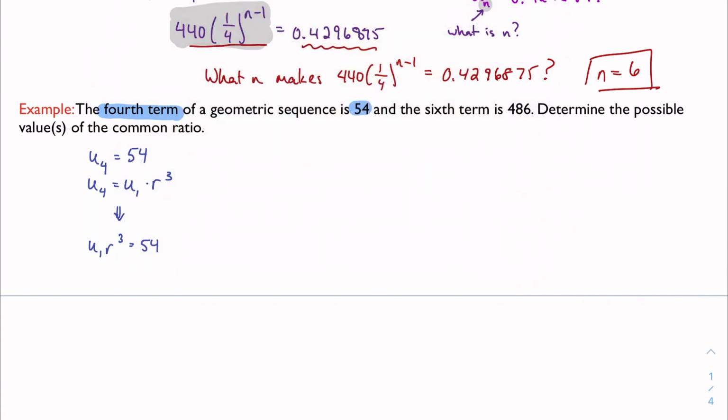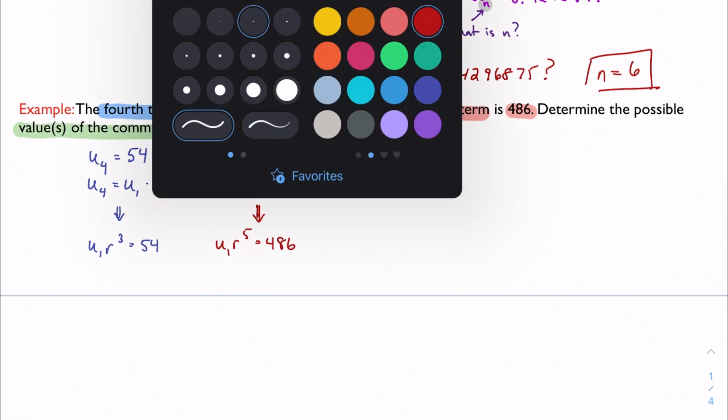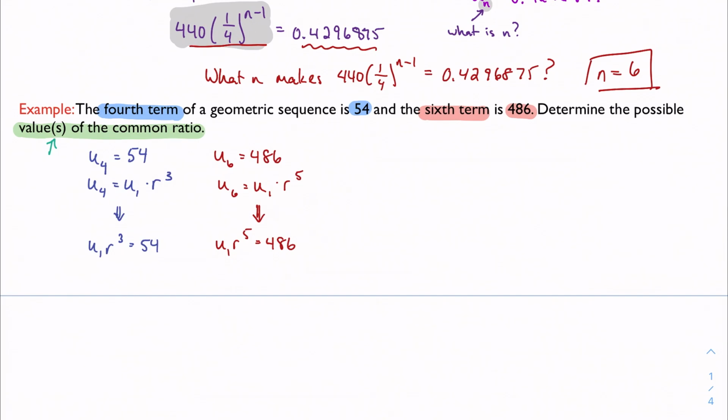And we also know that the sixth term is 486. So again, U6 equals 486. I could also express that using my formula. And again, I could just skip right to equating these. Let's also keep track of our goal. Our goal is to determine the possible values of the common ratio. This is our end game. This is what we're trying to do.